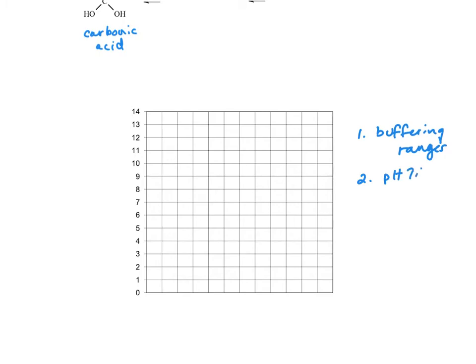Where is blood? pH 7.4. Does it sit in a buffering range? What two species of the ones you drew at the top of the page are in blood? Which one of them is there more of? These are the questions I want you to answer. Let's see how you do. Pause it, take 5 or 10 minutes to do this, then turn it back on again, and let's see how it looks.